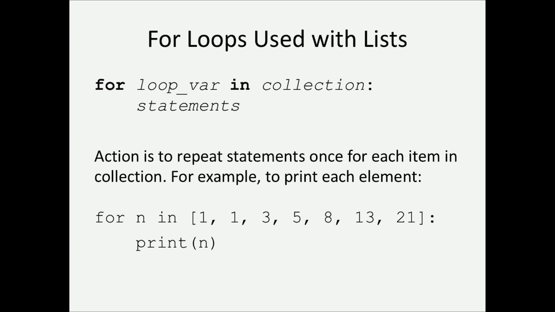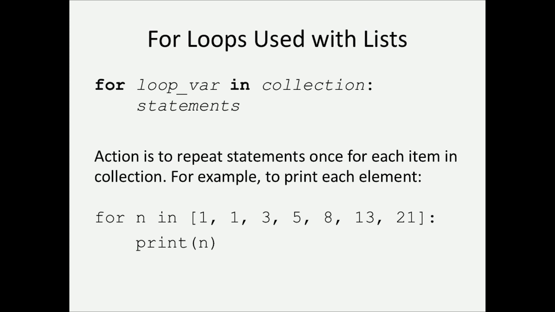What the for loop will do is execute a statement block one time for each element in the list. So in this example here, I have 7 different elements. They're all a number. The loop will be executed exactly 7 times. If there were 100 elements, it would execute 100 times.